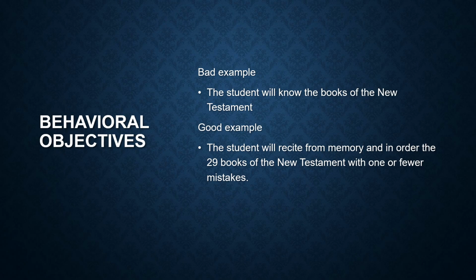mistakes. By the way, did you catch that I purposely made a mistake in this presentation, saying first that there were 27, then later 28 books of the New Testament? See, the performance has the action verb recite, and the conditions are from memory, in order, and one or fewer mistakes. Finally, notice the criteria, the 29 books of the New Testament.